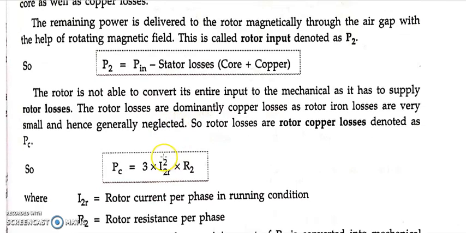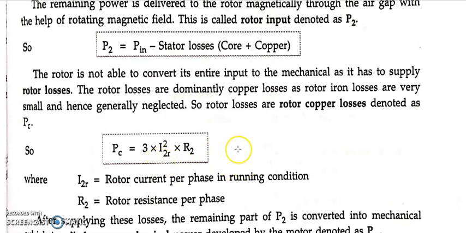So you can see that in the rotor we are calling PC the rotor copper loss, and it is given by 3 into I2R square into R2. The 3 is multiplying for all the 3 phases. We are considering all the copper losses occurring in all the 3 phases. And you might be wondering, where is the iron loss here? Why is only copper loss considered? As rotor iron loss is very small, it is usually neglected.